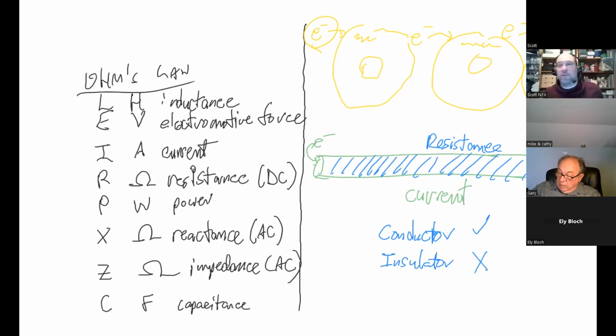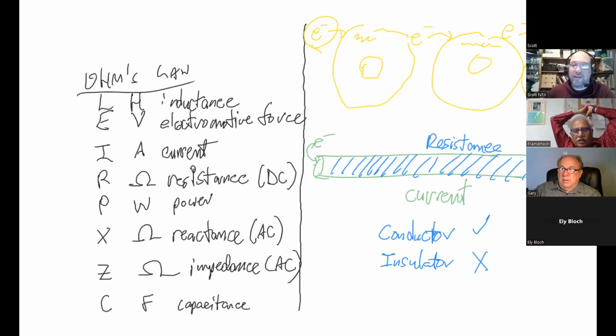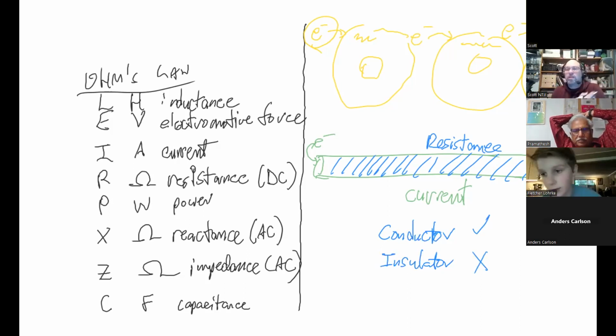So let's hear some examples of things that are conductors and some that are insulators. Copper, aluminum. Aluminum's good. Another one? Brass. Brass, good. Other ones? Glass is an insulator. Yep. Other ones?